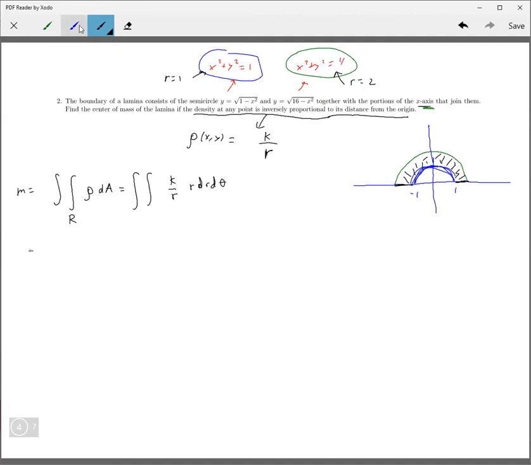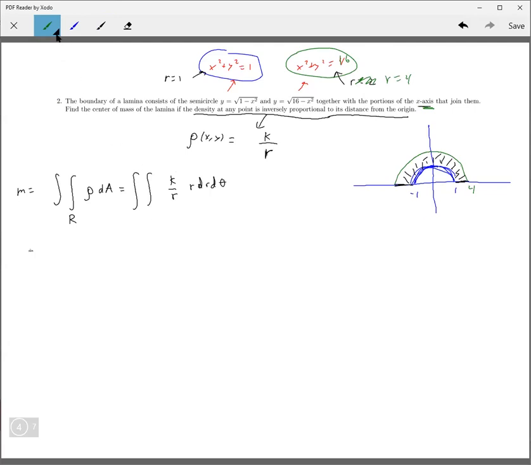Wait, I made a mistake here. I don't know why I changed this 16 to a 4. This is really bad. This is 16, which means r is 4. This is actually 1 and that's 4. Now my graph is off. Oops. Okay, so go ahead.